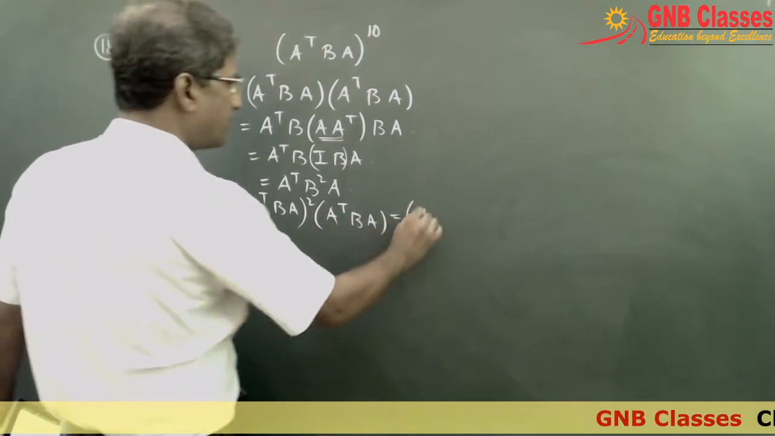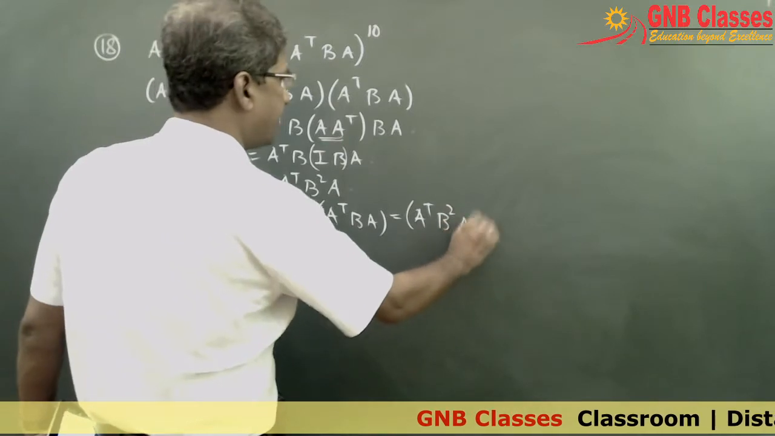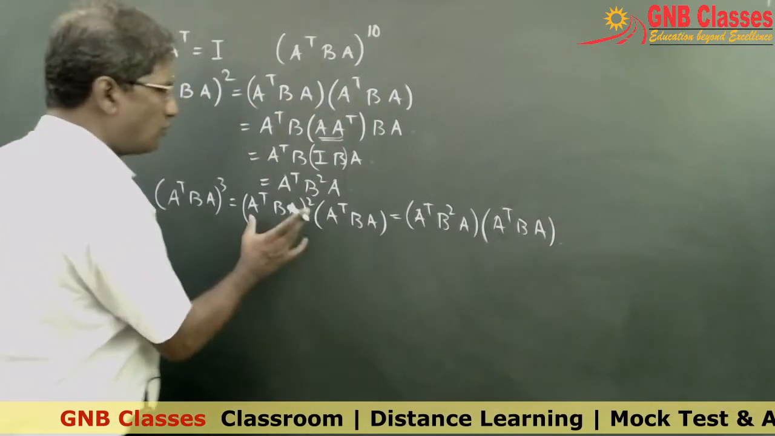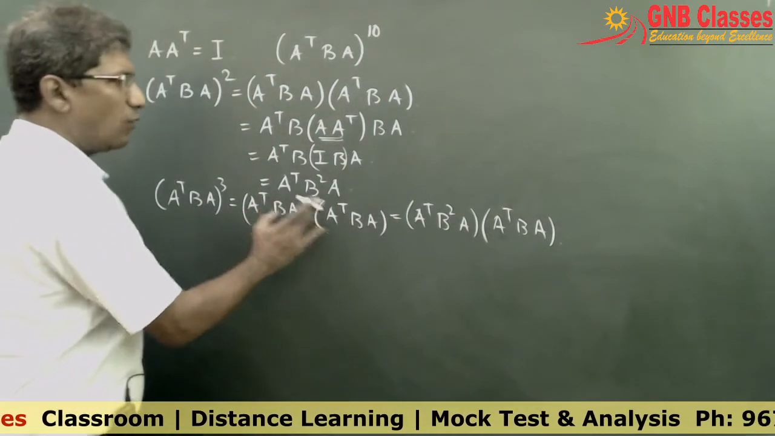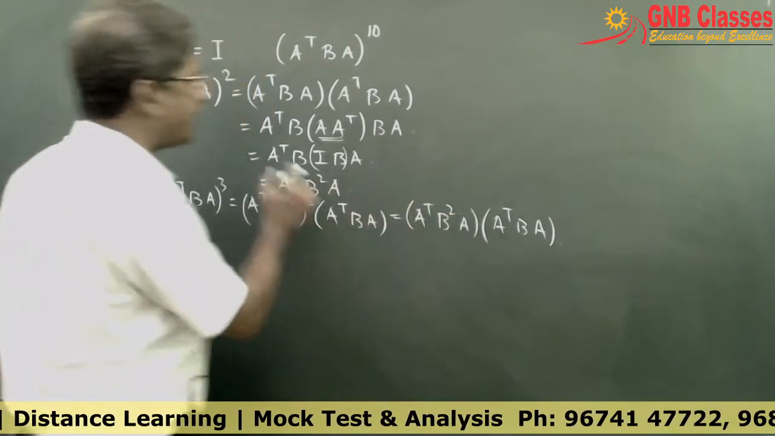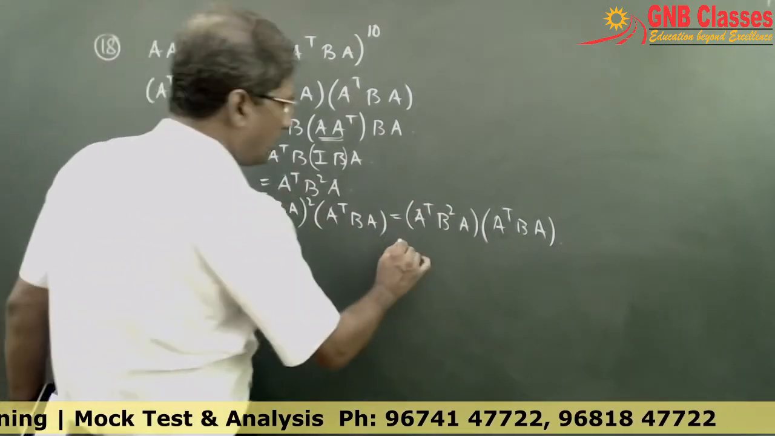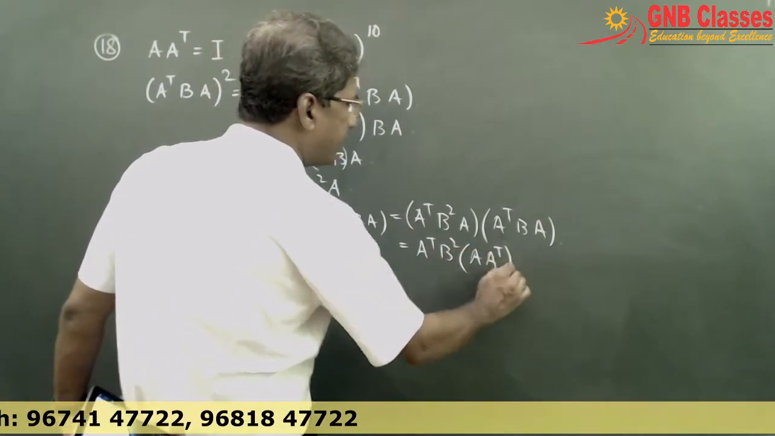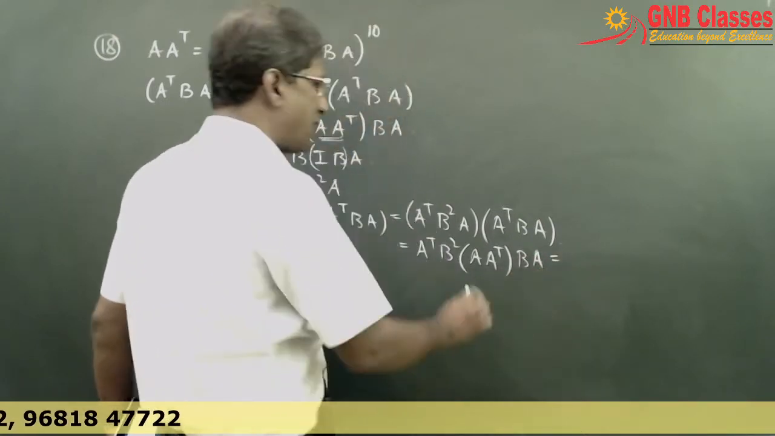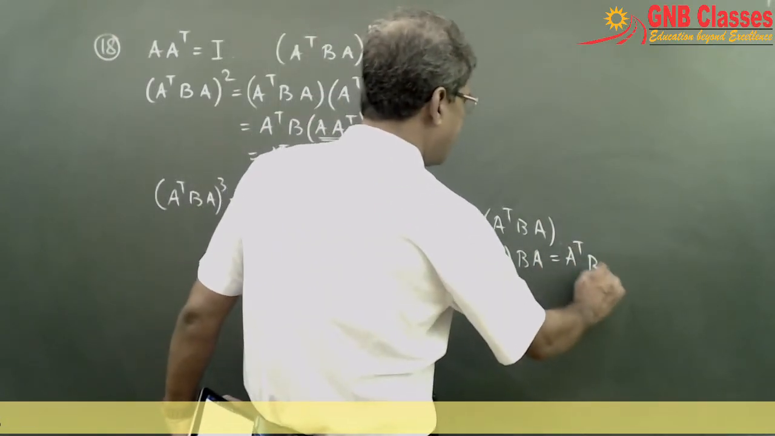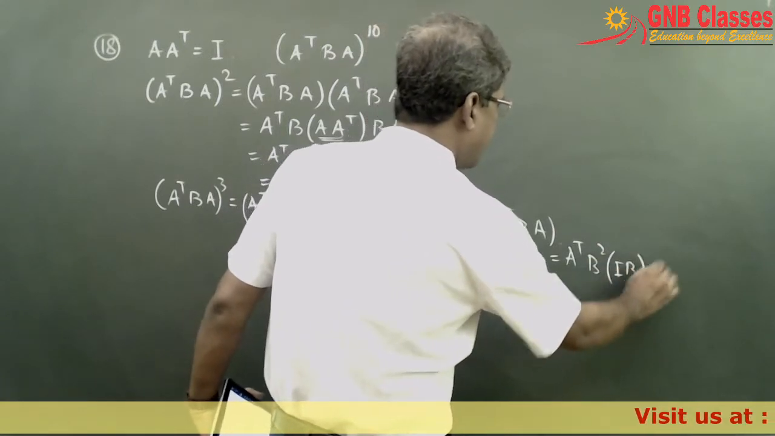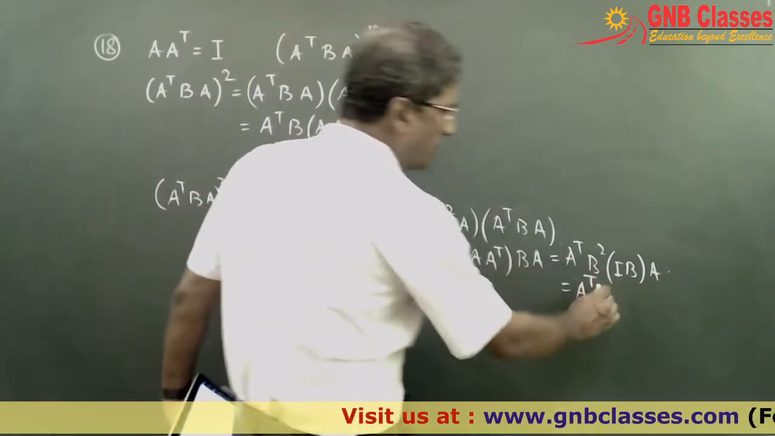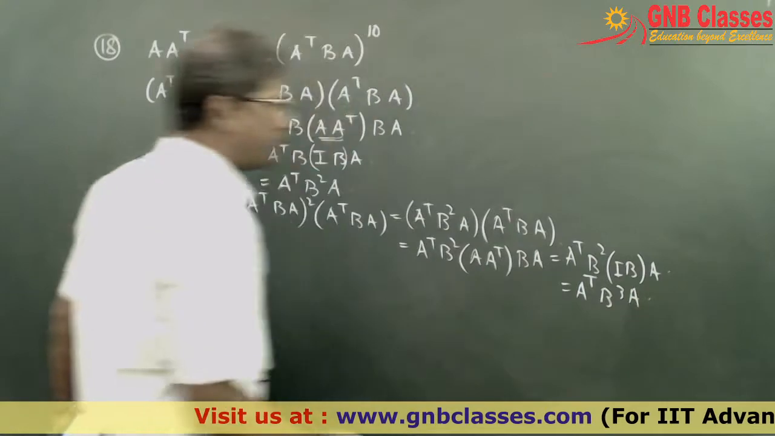So which can be written as A transpose B square A. Have you understood? I have replaced (A transpose B A) whole square as A transpose B square A, exactly what we got right now. Now if I open the bracket, again A A transpose will be replaced by the identity matrix I. So we are getting A transpose B square I B A. Again, I B will give you B, B square into B will give you B cube A.